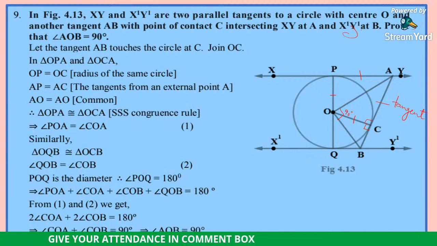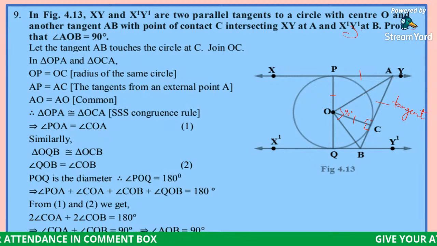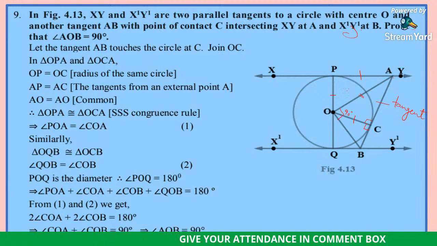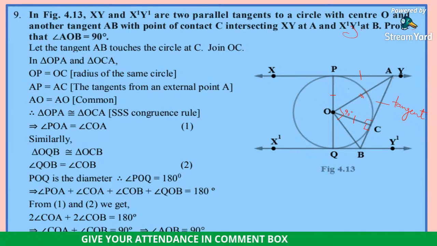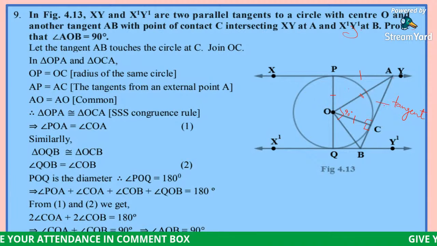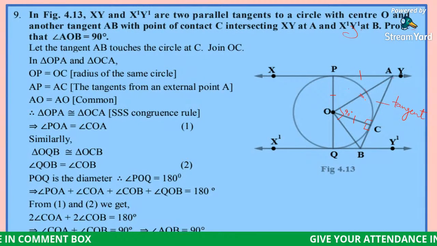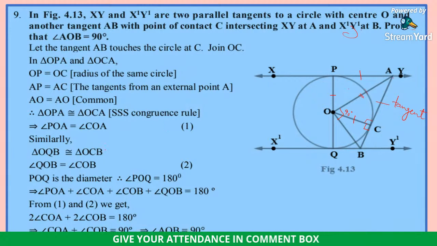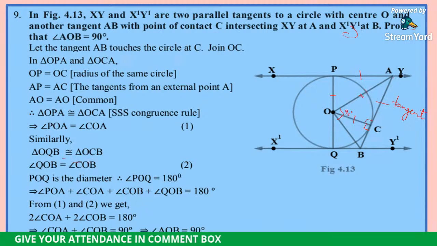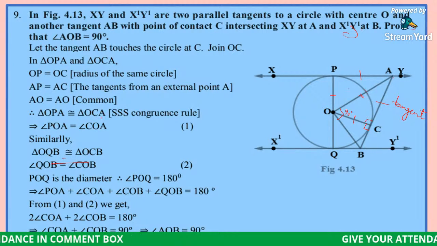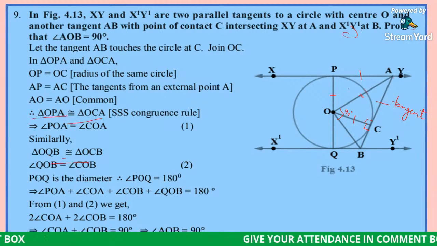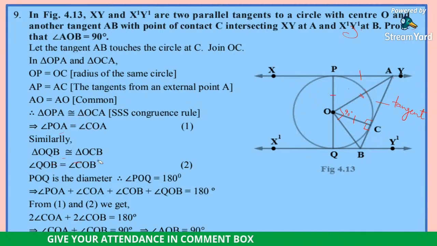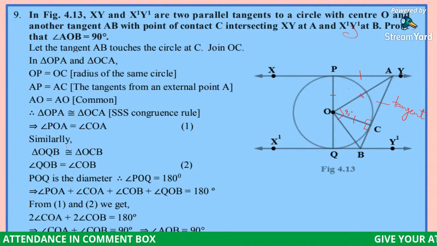Then one more thing we are going to take, AO. AO side is common side. This is a common side for both the triangles. Therefore, we have used the SSS postulate, side congruency we can tell. We have used SSS congruency. Based on that SSS congruency, we have arrived at the proof here that triangle OPA as well as triangle OCA are congruent. Once they are congruent, definitely all its angles are going to be equal.